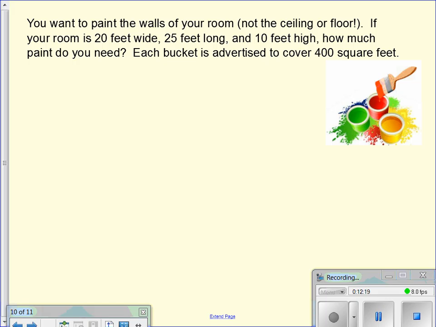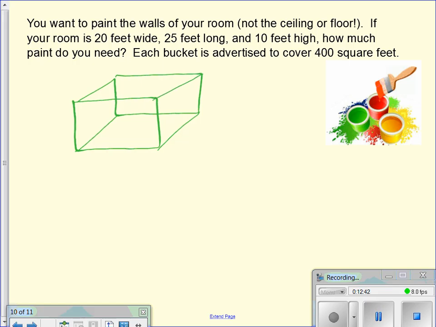All right, last one we're going to do here. So we used volume on that first one. There's another application problem. We've got to figure out what we need to use. You want to paint the walls of your room, not the ceiling or floor. If your room is 20 feet wide, 25 feet long, and 10 feet high. So look at the room you're in right now. Think of these same dimensions applying to your room, assuming it's a rectangular base.